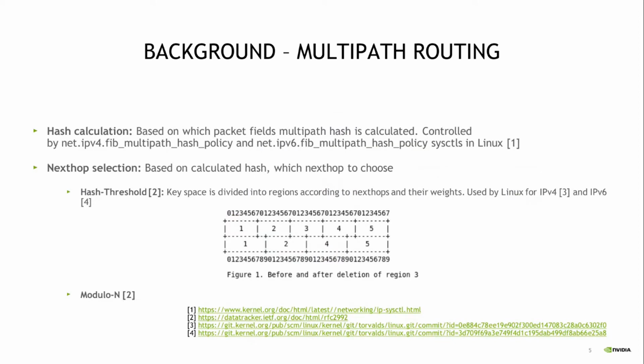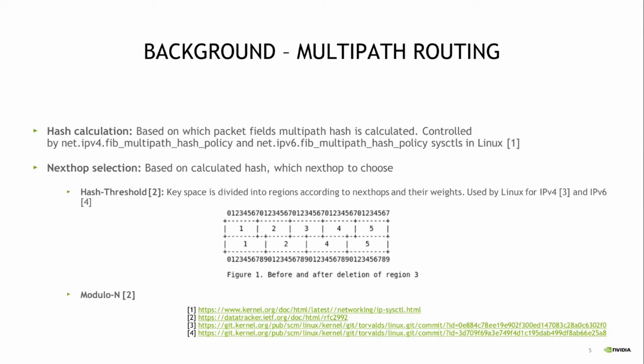In Linux, multipath hash calculation is very flexible, and it is controlled separately for IPv4 and IPv6 using these two sysctls that you see below. And you can either choose the policy to be based on 3-tuple, that is the source IP, destination IP, and the IP protocol of the packet, or it can be 5-tuple or a completely custom policy based on a bit mask. After we calculated the multipath hash of the packet, we need to perform NEXTHOP selection.